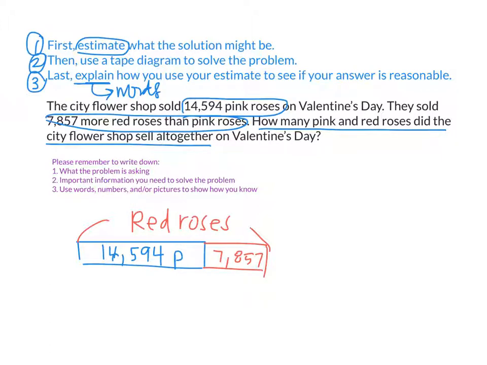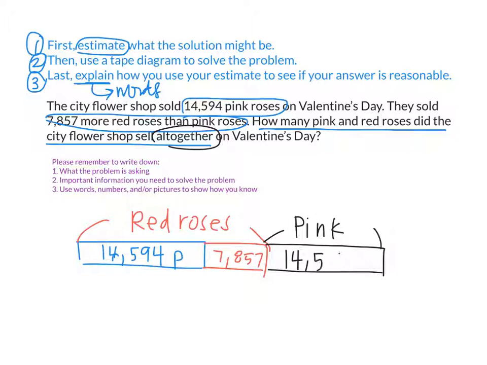Do you guys see that? Okay. But then the question is asking us how much they sold altogether. So if they sold red roses, they also sold pink roses. How many pink roses did they sell? 14,594 pink roses. So altogether, this would be how many red roses and pink roses they sold. Now that we understand why this tape diagram is arranged this way, let's estimate to get at the zone of what our answer should be.